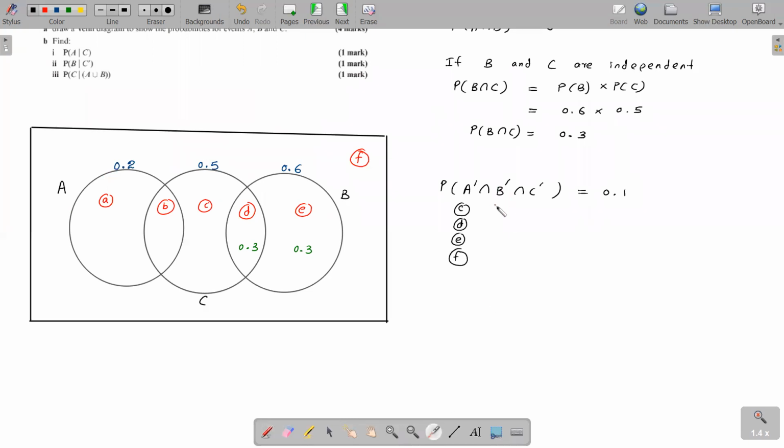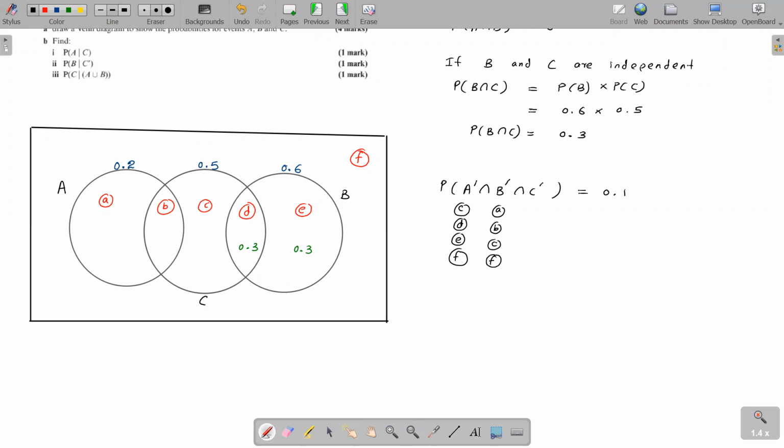Okay, let's go to B dash. What is B dash? Inside the circle B, I have the regions D and E. You guys are with me? Inside the circle B, I have regions D, E. So outside, I have the regions A, B, C, and F.